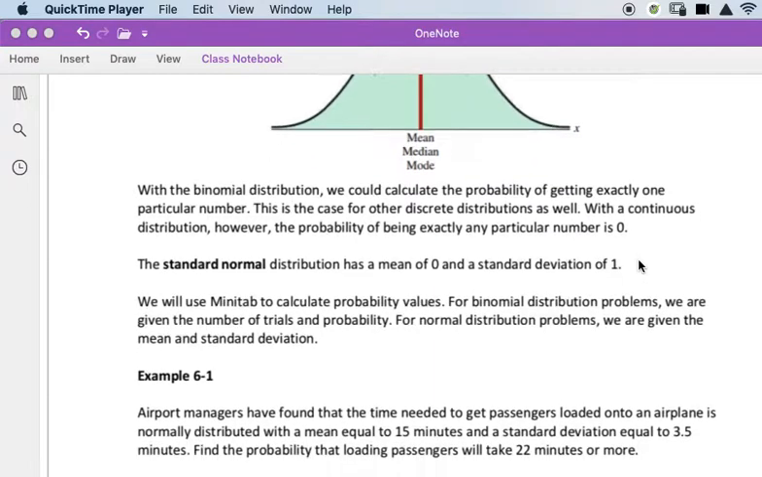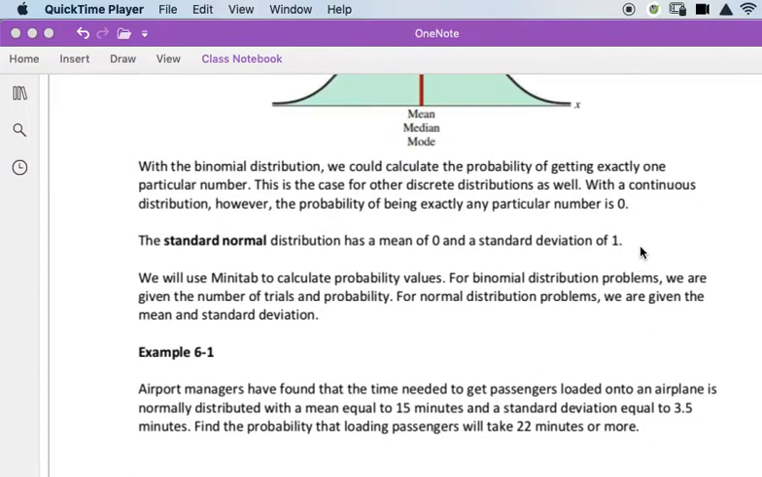We also have what's called the standard normal distribution. Now this sounds like we're just repeating the same word here, but the standard normal distribution is a special normal distribution that has a mean of 0 and a standard deviation of 1.